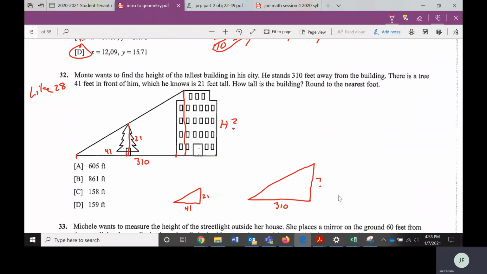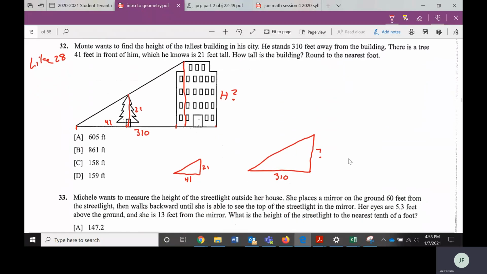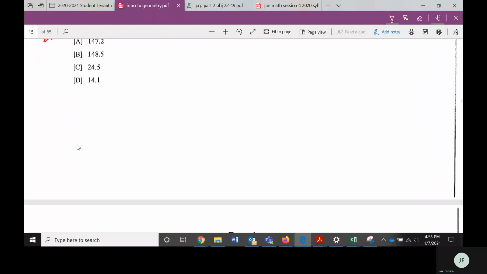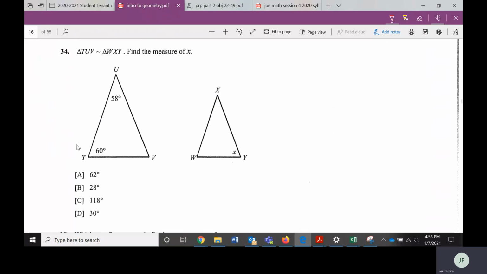Okay, I wanted to give you an example of how to set it up. 33. I'll show you at the end how to know which ones are like other ones, but this one is also like 28. So we won't do that one. I don't think we have a lot left here. So let's go to the next page.